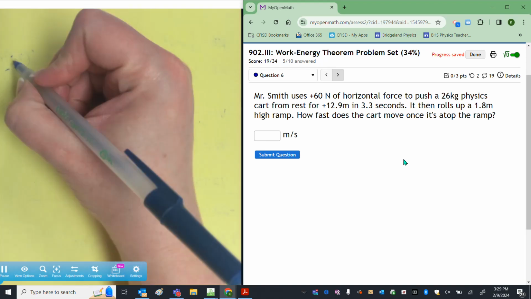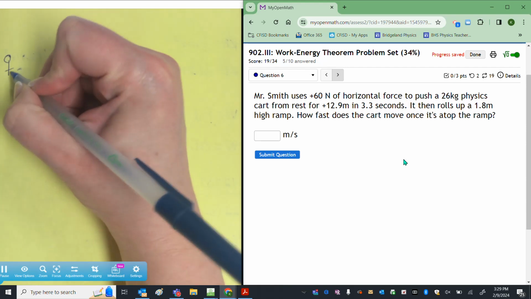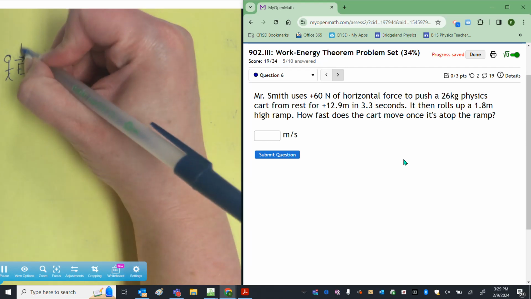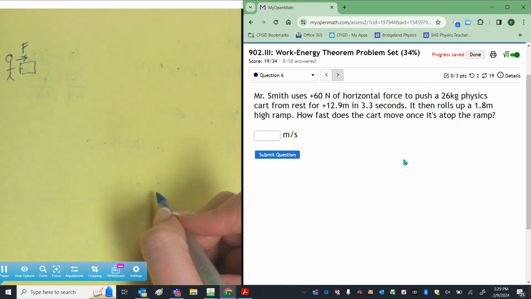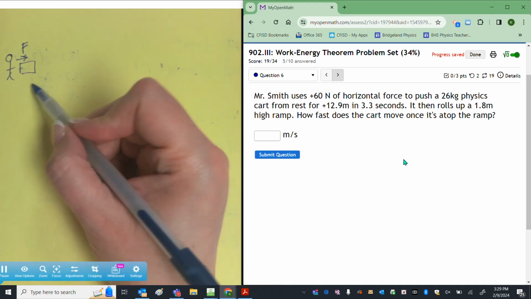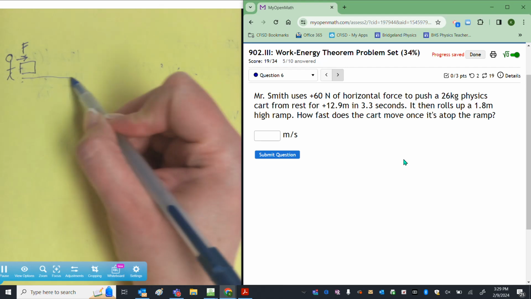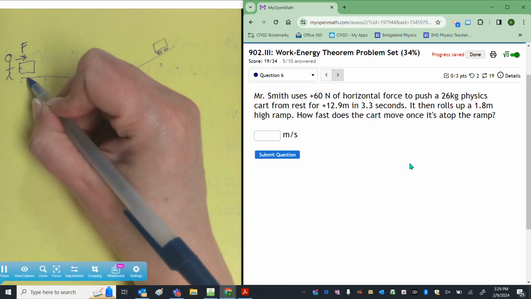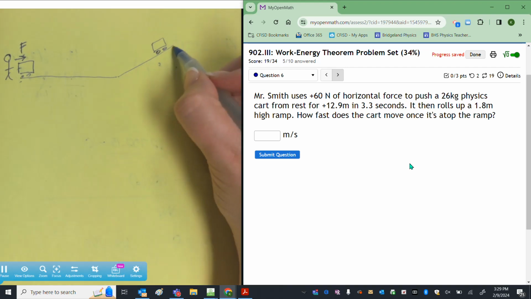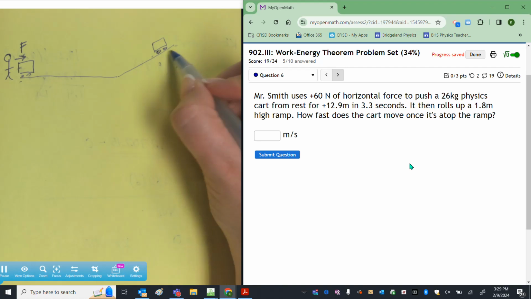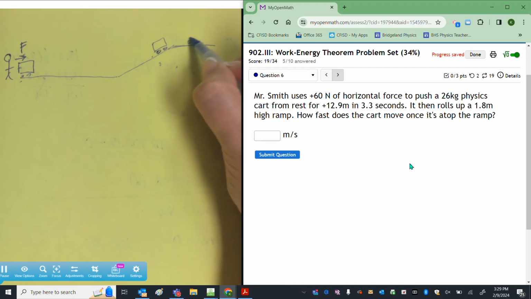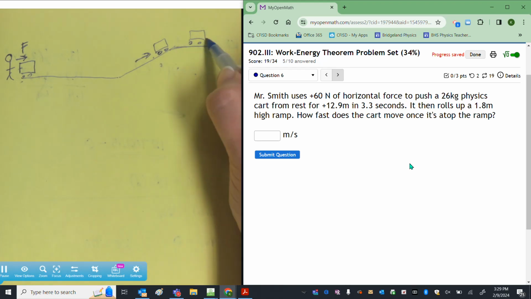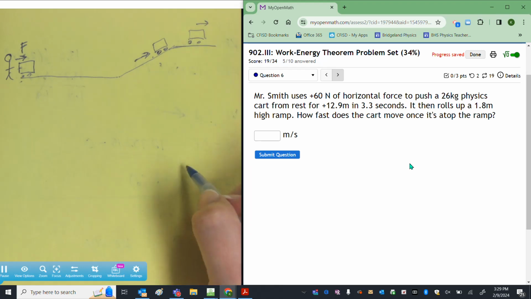So there's a couple different things happening here. We have Mr. Smith pushing this cart, and so we have a force here that's being applied to this cart. At the end, we know that after he pushes it, this cart is going to go up a ramp, and it wants to know how fast it's moving once it's at the top. So I guess I should have drawn that differently, but it's really asking about it once it's up here. It's moving up the ramp, and then it's theoretically still moving once it's up here. And so that's the question, how fast is it moving?